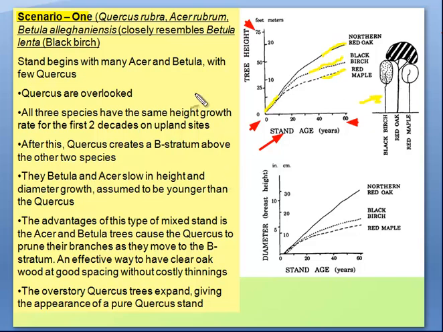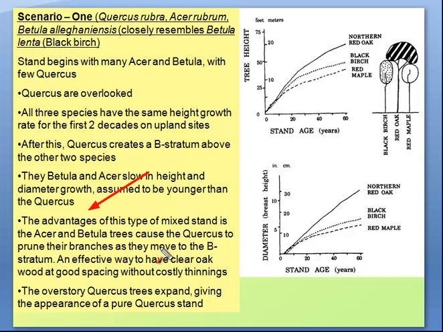Now, why would we like that approach? And again, first of all, as you can see here, the Betula and the Acer, slow in height and diameter growth, are assumed to be younger than the Quercus. Very wrong. Now the other point to consider at the same time is why would people prefer to have the growth of these trees combined?